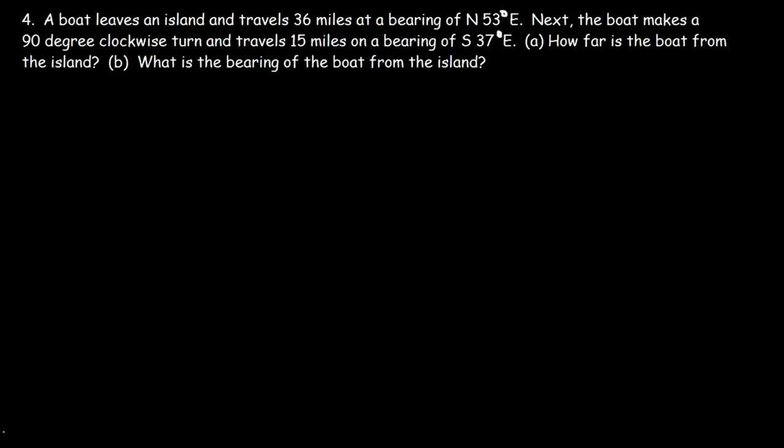A boat leaves an island and travels 36 miles at a bearing of north 53 degrees east. Next, the boat makes a 90-degree clockwise turn and travels 15 miles on a bearing of south 37 degrees east. How far is the boat from the island? So let's start with that. Well, first we need to draw the island. So let's say that's the island.